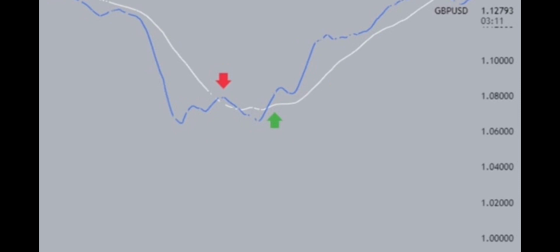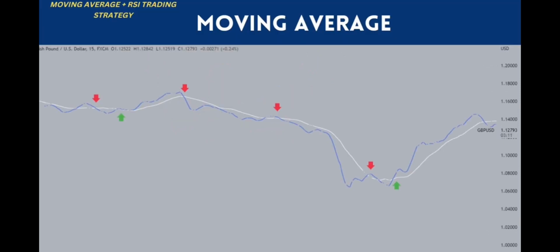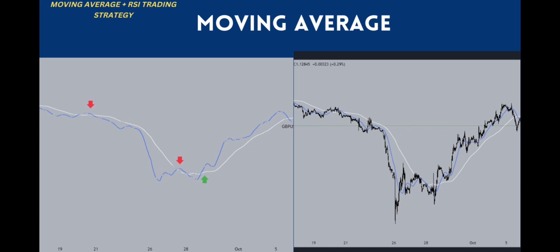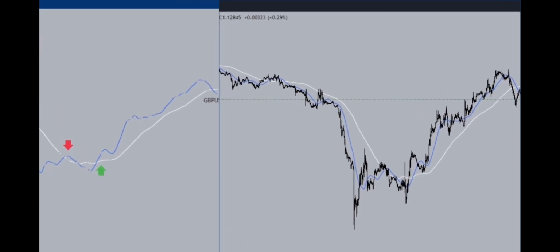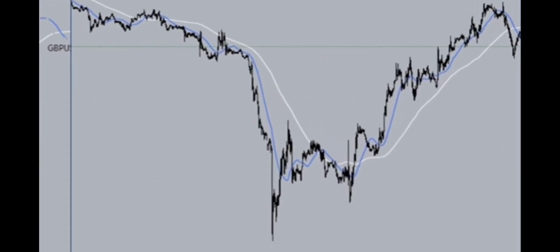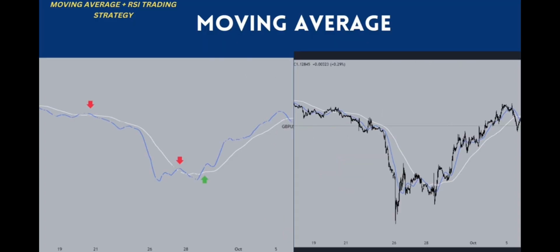Feel free to pause the video to take a closer look. Here is the same image, but with candlesticks. You'll notice that whenever the 50 EMA is below the 200, price is in a downtrend. And whenever it is above the 200, price is in an uptrend. This is a very simple way to know which trend direction the market is going, so you can trade in line with it. The trend is your friend.